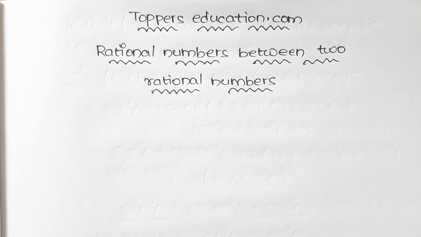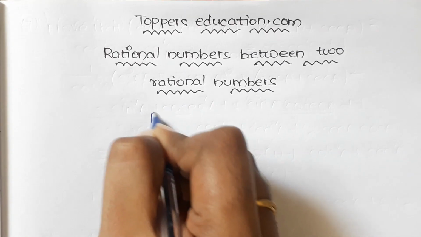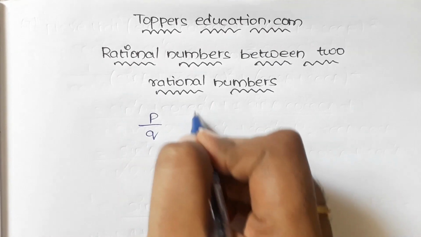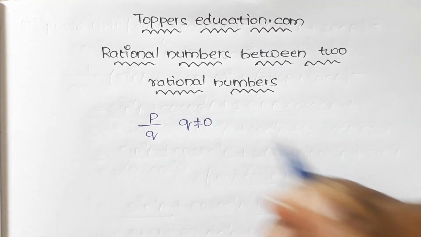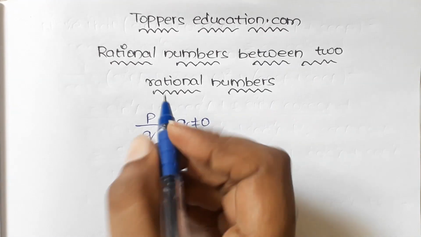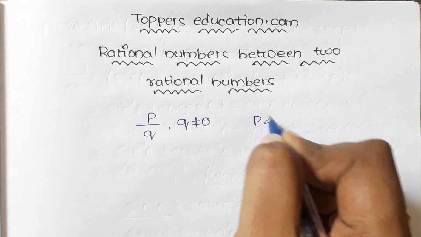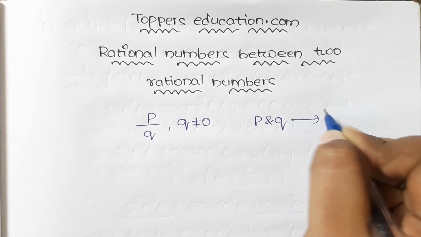In this video, we are going to discuss the rational numbers between two rational numbers. As we already know, a rational number is expressed in the form of p by q, where q is not equal to 0 and both p and q are integers.